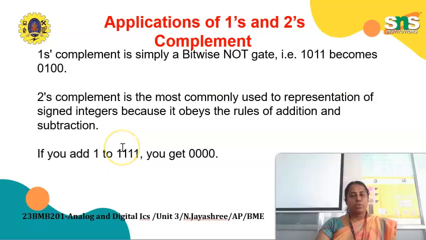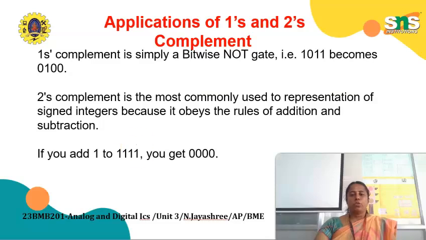Next, the application of ones complement and twos complement. Ones complement is simply a bitwise NOT gate. It's like an inverter, right? Similarly here, if it is 0, it becomes 1, and if it is 1, it becomes 0. It is a bitwise NOT operation. It performs the NOT gate operation.